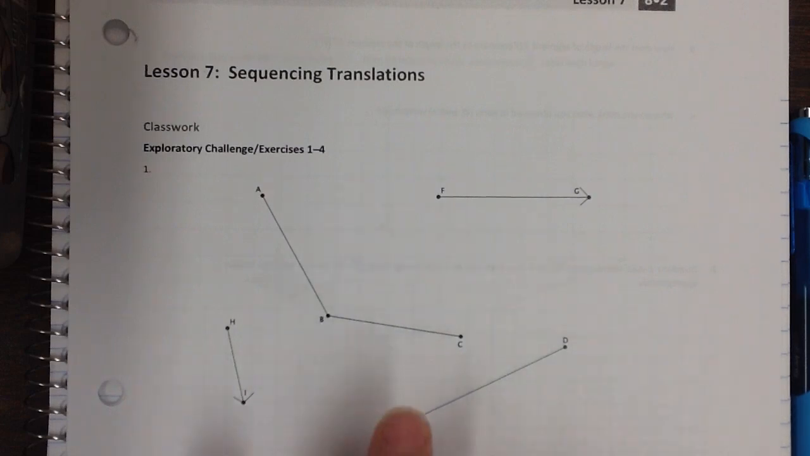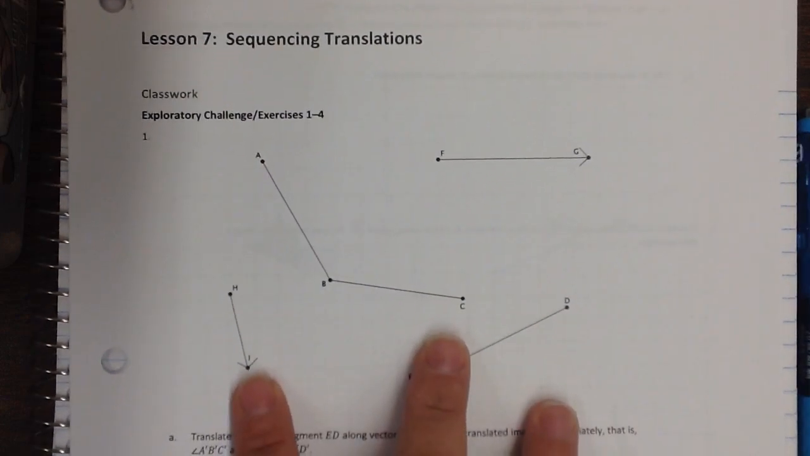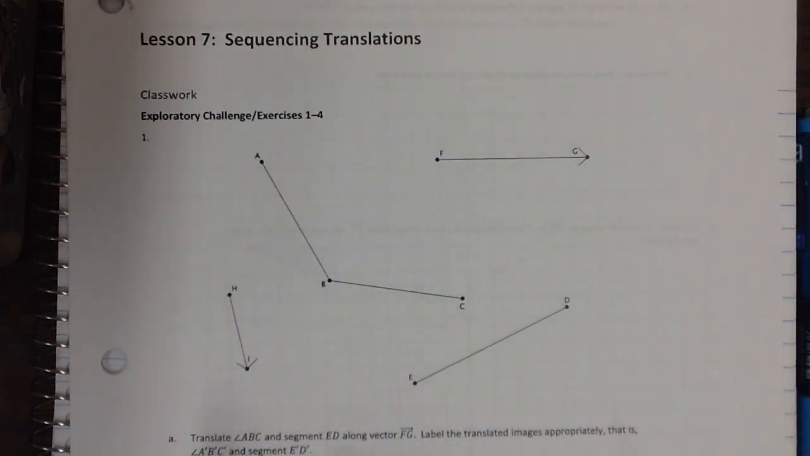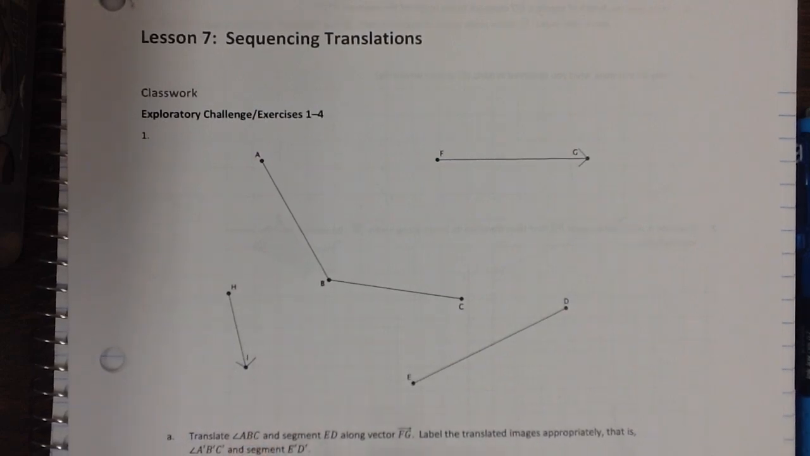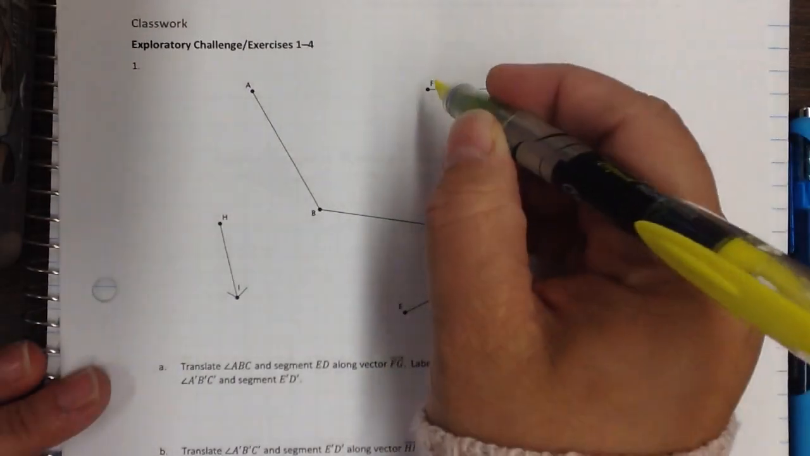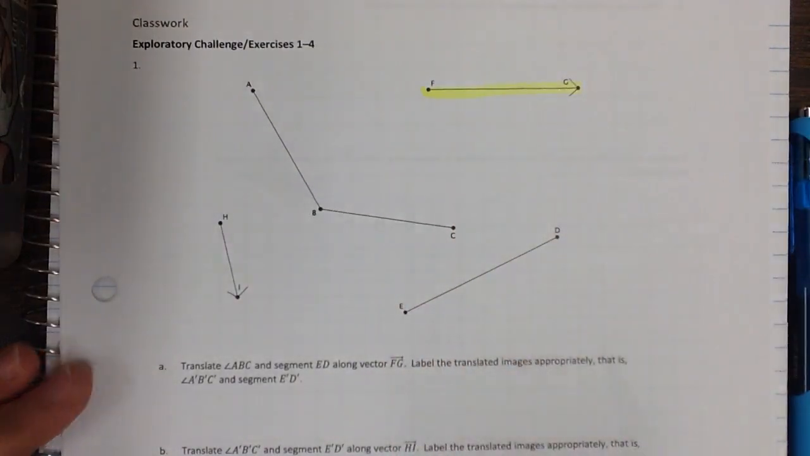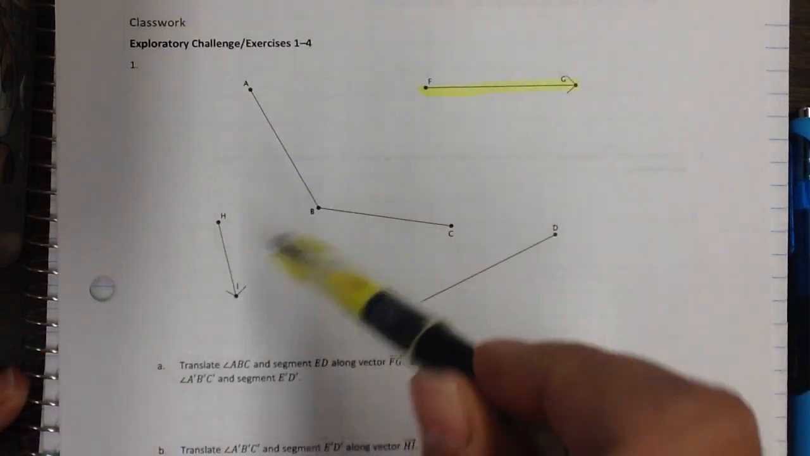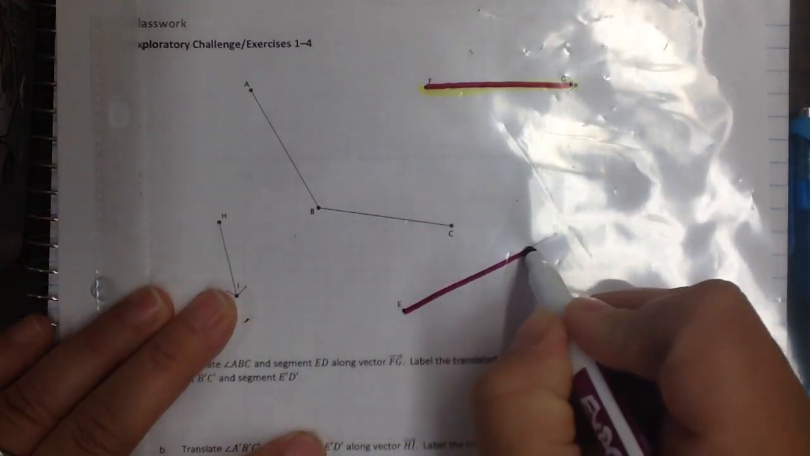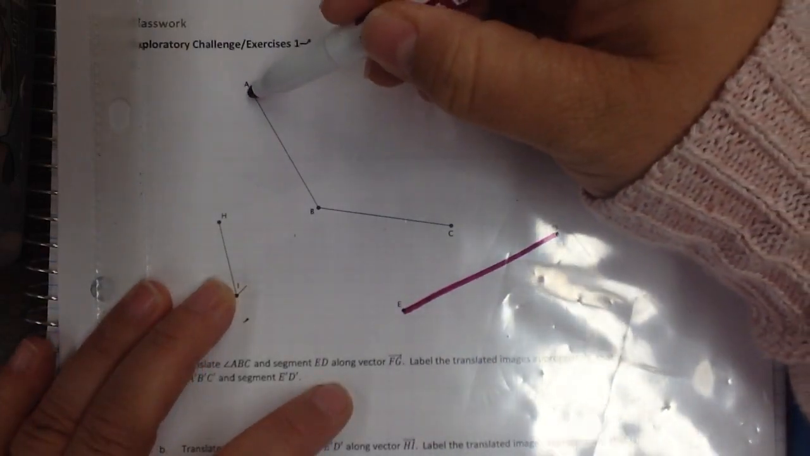and we're going to do these exploratory challenges together. We're going to start off here, and because there is no grid, okay, this is where you're going to use a sheet protector, okay, and it says translate angle ABC and segment ED along vector FG. Label them appropriately. So we're going to first move along this vector up here. And we're going to move the segment and the angle, okay? So you're going to trace both of them. Vector. Here's your segment, and then here's your angle.